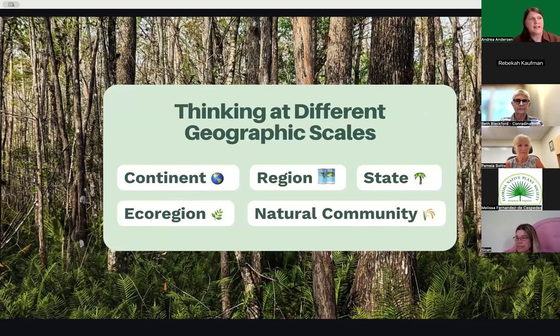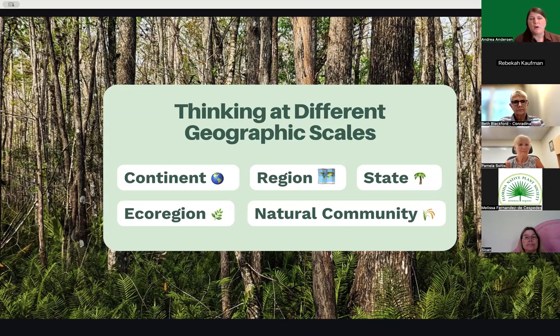Scientists, land managers, and restoration ecologists think about native plants at several different geographic scales, depending on the question they're trying to answer. We might begin broadly by asking, first of all, is a species native to North America? Then we may narrow that focus to the southeastern United States, or more commonly for us, to the state of Florida. But we can become even more specific.